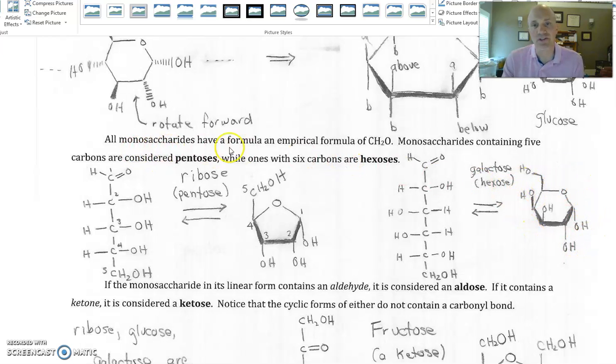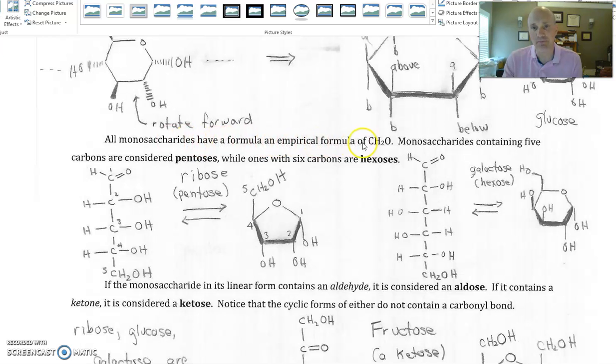Any monosaccharide that contains 6 carbons is considered a hexose. But there are some sugars out there, for instance, this is ribose right here, and I've shown the 2 different forms of it. Since it only has 5 carbons, generically those are called pentoses, and hopefully that'll be easy to remember. Pent is commonly a prefix for 5. Hex is for 6.